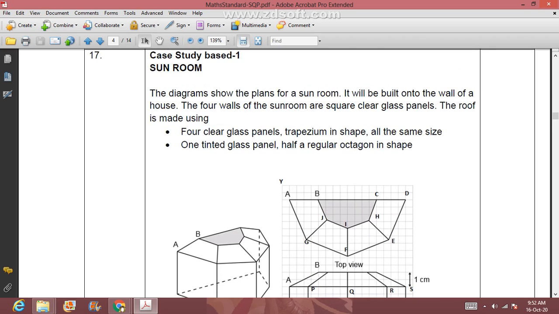Okay, okay. Just read the case study. Read it and see the diagram.